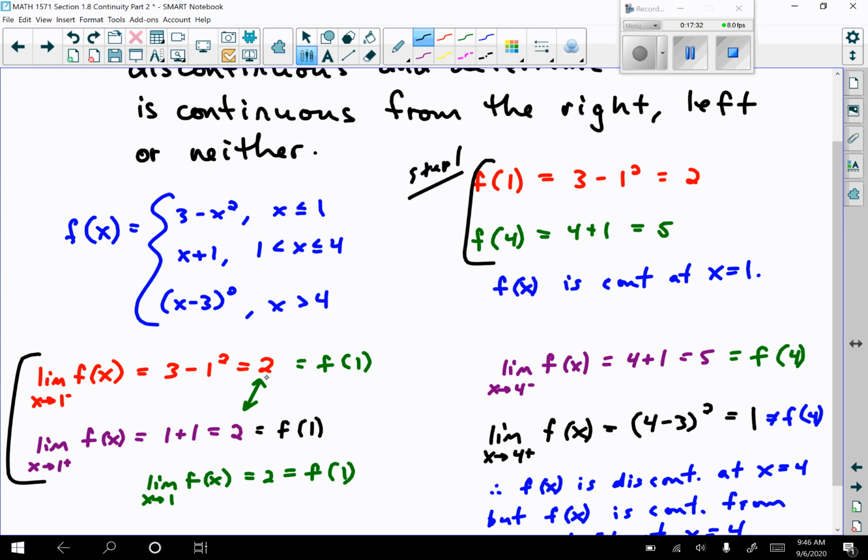So the limit exists here because the left-hand limit and the right-hand limit were both the same, equal to 2. And then they were also equaling f of 1. So that's meeting all three conditions of the definition. Therefore, this allowed us to conclude this part here. So this would be step 2. And then step 3 was determining if the limit existed at x equals 4. So we looked at each one-sided limit and then compared it to f of 4. So this would be step 3.